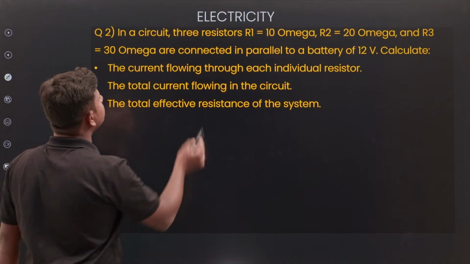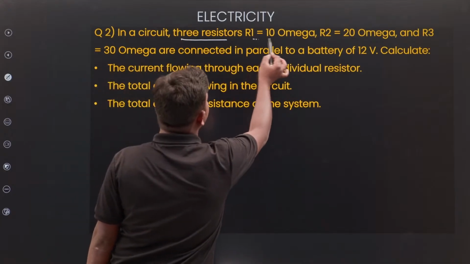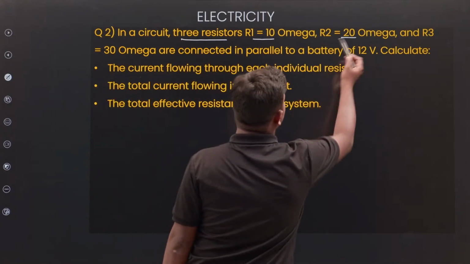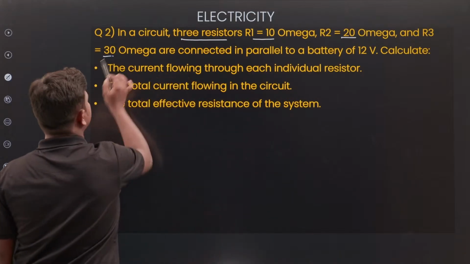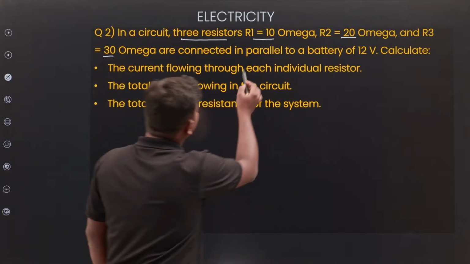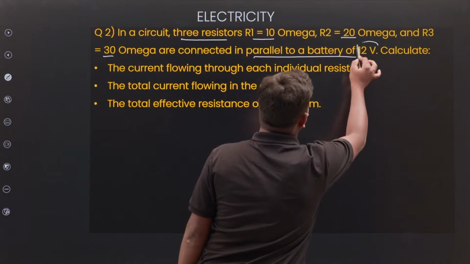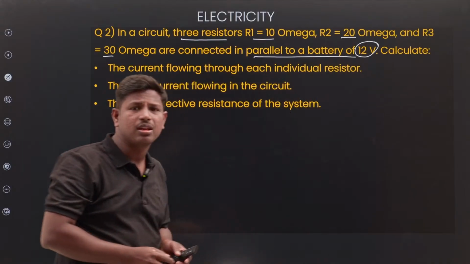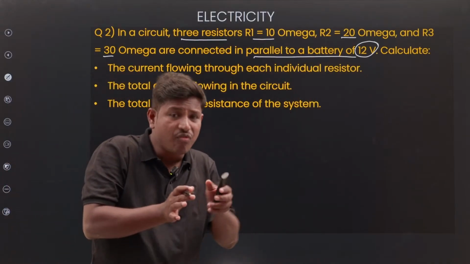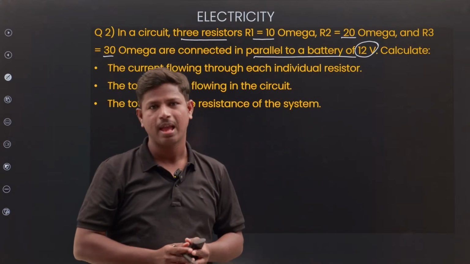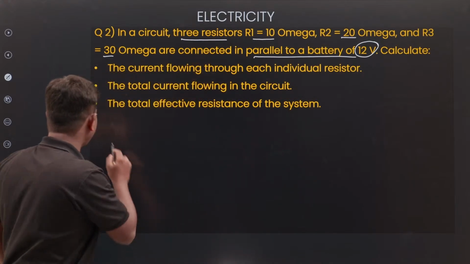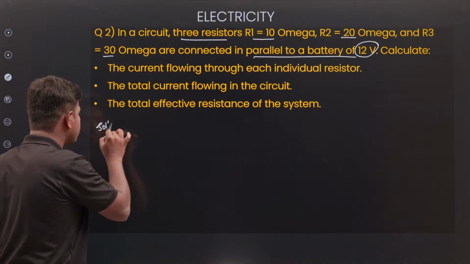In a circuit, 3 resistors R1 10, R2 20, R3 30 ohms are connected in parallel to a battery of 12 volts. As per the question, you have to draw the diagram for better understanding. See how I am drawing. Similarly, you try for other questions.